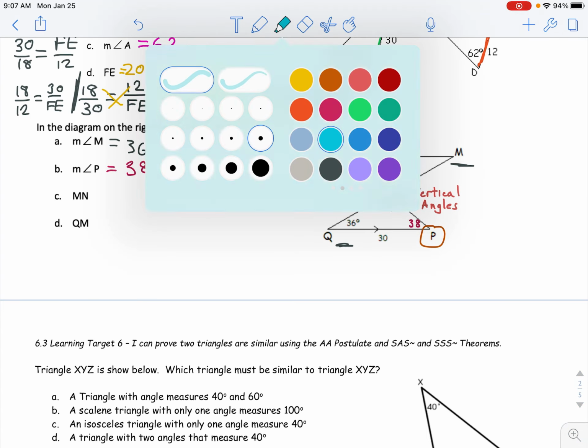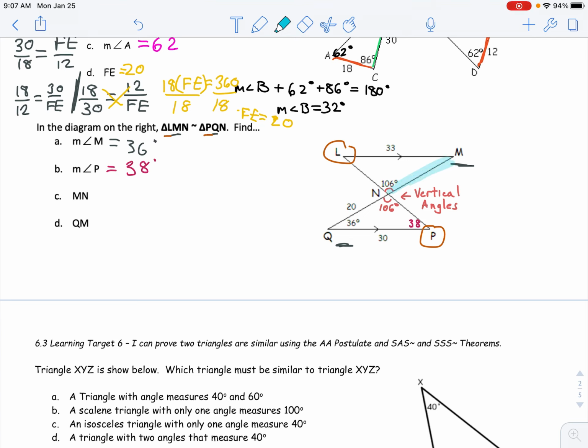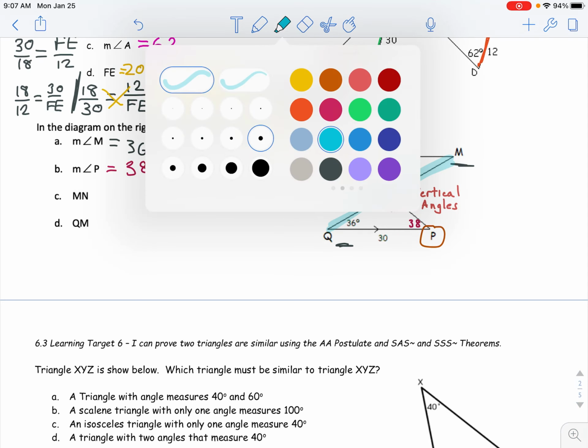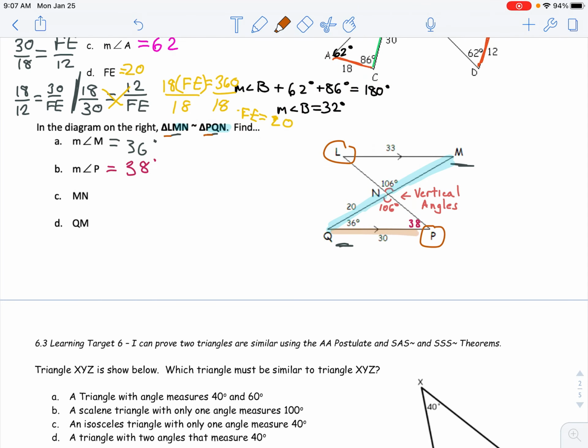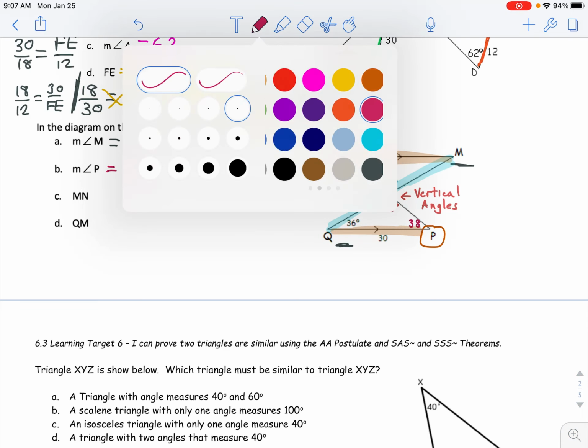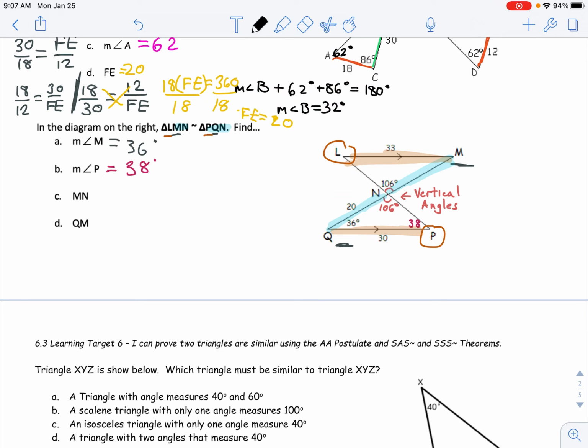And then MN. So now this part right here is just matching up corresponding parts. MN, well, MN corresponds to QN. And then what two pieces of information? Oh, I know 30 and 33. So I'm just going to be very careful when I set up my proportion. I'm going to say MN, which is what I need to find, over 20, because that corresponds to 20 on the other triangle, equals 33 over 30.